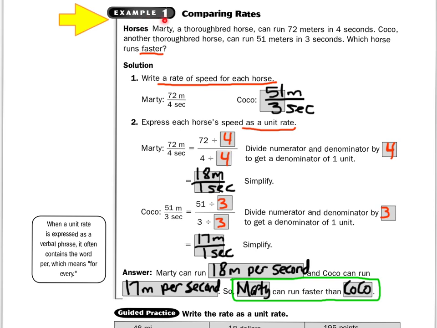Okay, so let's look at example 1. It says Marty, a thoroughbred horse, can run 72 meters in 4 seconds. Coco, another thoroughbred horse, can run 51 meters in 3 seconds. Which horse runs faster?